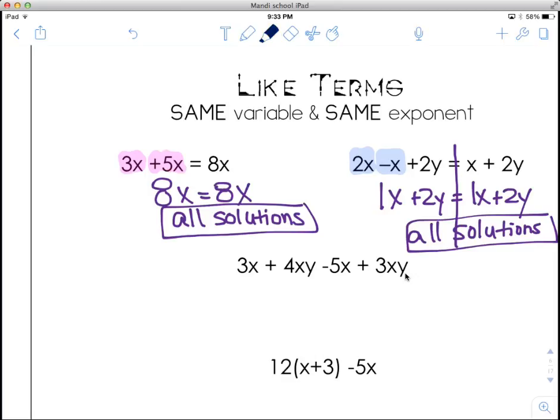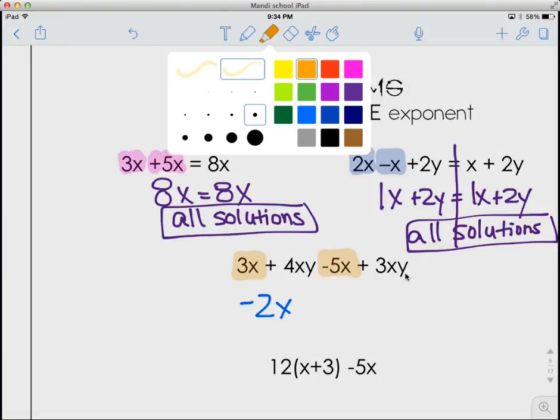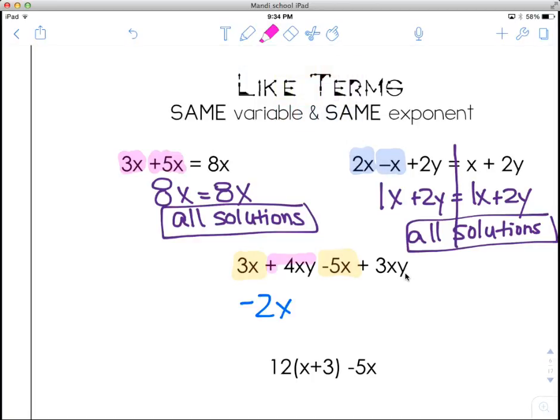Okay, so let's look again. We have a 3x and we have a negative 5x. So 3 minus 5 is negative 2x. We also have a positive 4xy and a positive 3xy. So even though there are two variables, they're the same, so we call them like terms. So 4 plus 3 is 7xy.